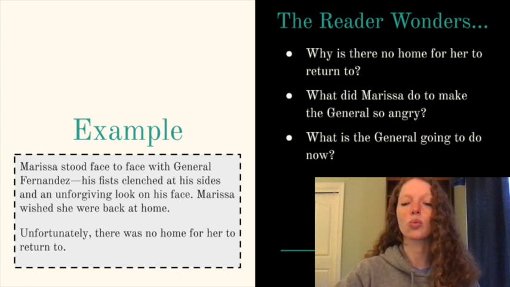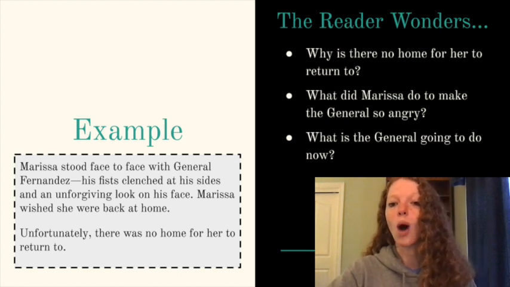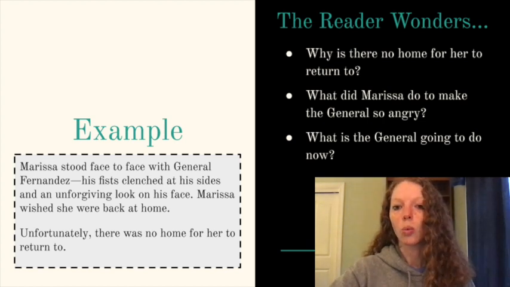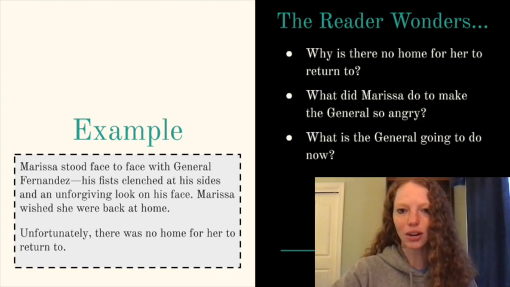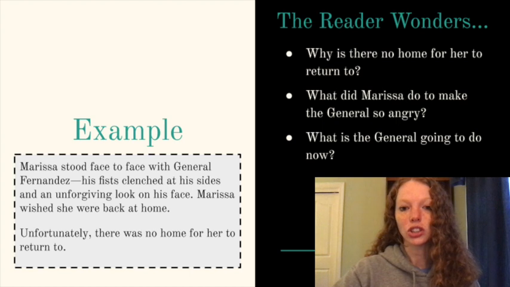So again, this leaves us wondering some things, right? As the reader, why is there no home for her to return to? What did Marissa do to make the general so angry? And what is the general going to do now that he is so angry?